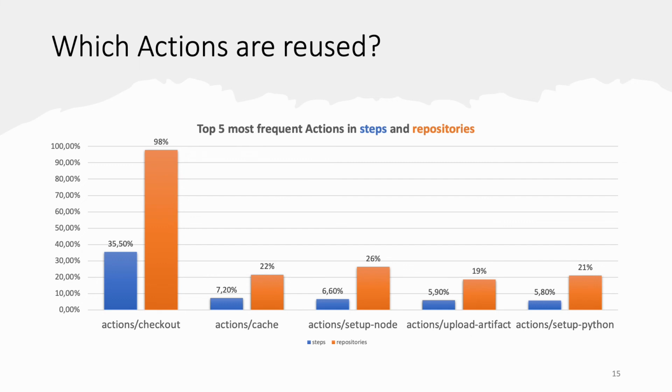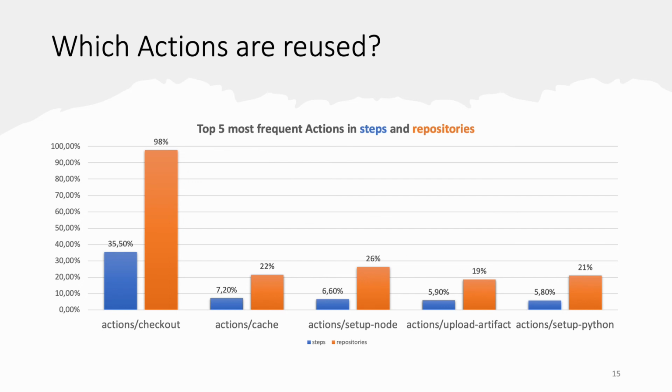Next, you would see that around 65% of all the steps are covered by these top 5 actions. So most of the reuse has been done using these actions that you can see here. And you can't find any third-party action provider until the 9th and the 10th place among the most used actions.